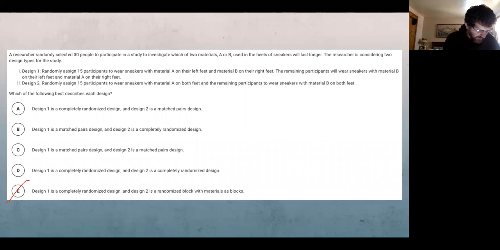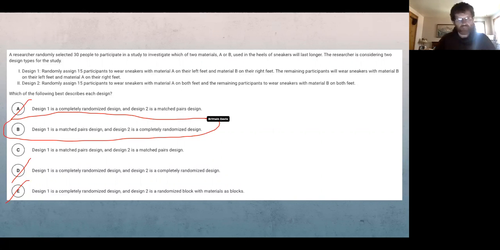So we got these 2 can be thrown out. Now, design 2 is not a matched pair. That is going to be completely randomized, where you just pick 15 participants to wear A on both, and then another 15 to wear B on both. So the answer here is B. Okay.